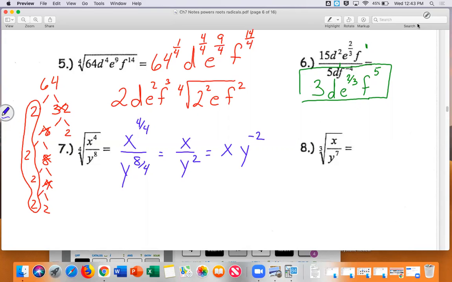All right, number 8, last one for the day. Rotate it up, x to the 1/3, y to the 7/3. Well, x to the 1/3, not much I can do. Now this is where it gets kind of tricky. 3 goes into 7 2 times with 1 left over.